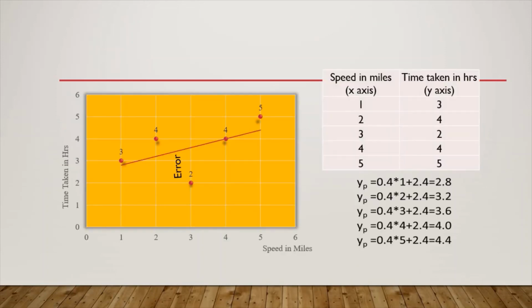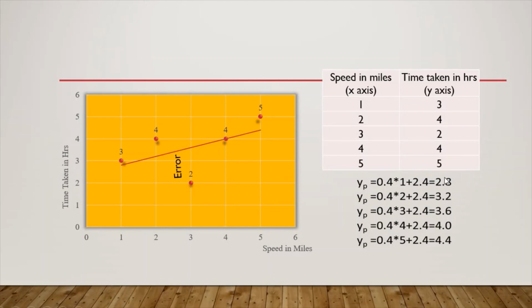Like earlier, we have put the dots on the basis of given data, and this line has been plotted on the basis of predicted values. You can see 2.8 is the predicted value, the line is here at 2.8, 3 is the actual value. 3.2 here is the predicted value, and the actual value was 4, so we have put it at 4. So from the actual values we have put the dots here, and from the predicted values we have put a line here.